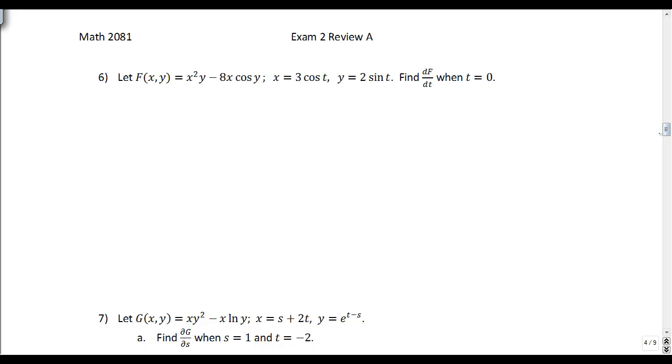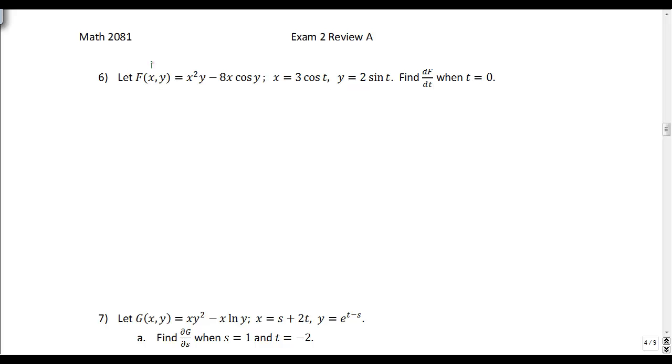So we want to say let f of x, y be x squared y minus 8x cosine y, and then x is 3 cos t, y is 2 sine t, and then we're going to find a derivative of f with respect to t, really when t equals 0. Now, notationally, there's a little bit of confusion here. f is given to us as a function of x and y, but we're taking derivatives with respect to t. Now that's a little bit weird, but x and y are both functions of t.